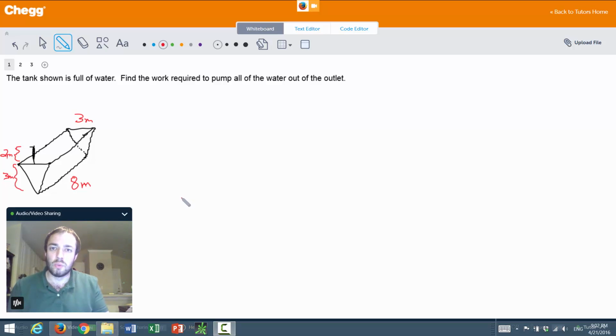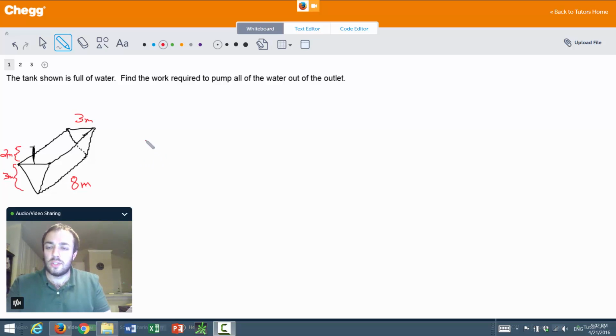In this video, we're going to do an example of pumping liquid out of a tank. Here we have a tank that's full of water, and we want to find the work required to pump all of the water out of the outlet. The outlet is 2 meters above the top of the tank, and the tank is 3 meters tall, 8 meters long, and 3 meters wide.